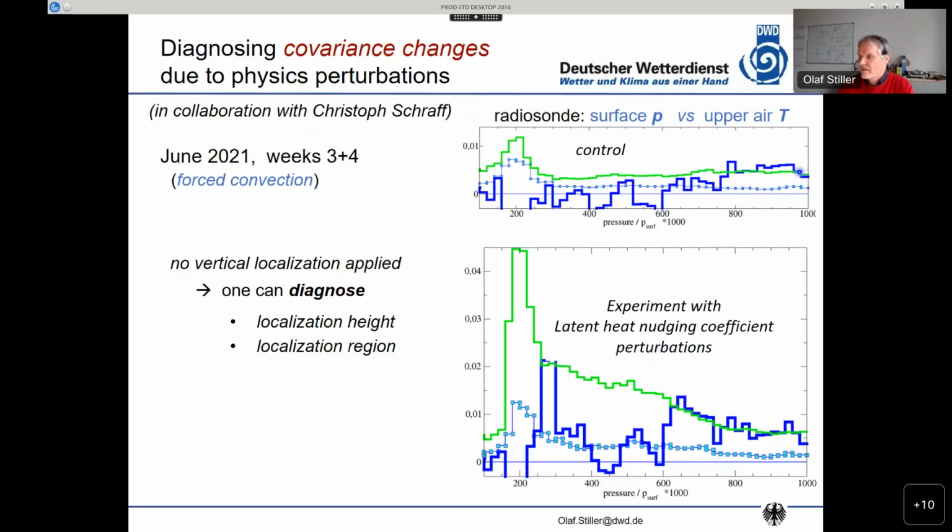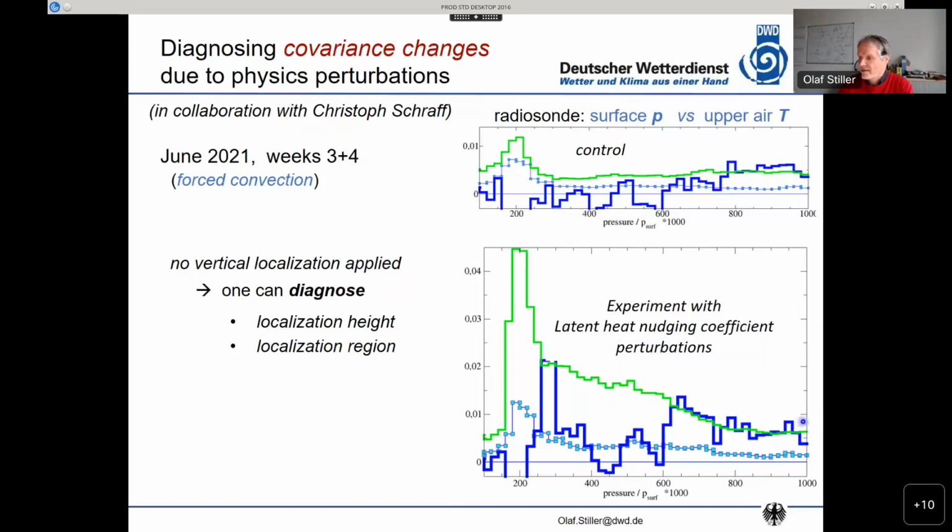So the green curve, to remind you, shows you where the ensemble has covariances, and the blue curve shows you whether the observations agree with this. So in the perturbed run I'm showing you here, the latent heat nudging coefficients had been perturbed, which, from the green curve, you see led to a huge increase of the ensemble covariances, which actually rise quite dramatically towards the tropopause.